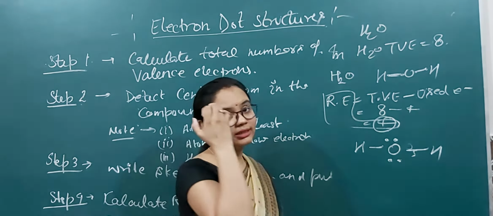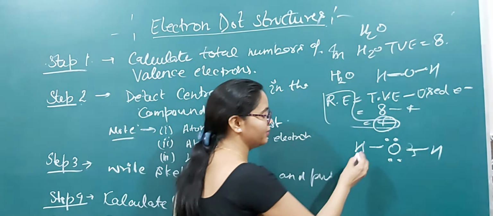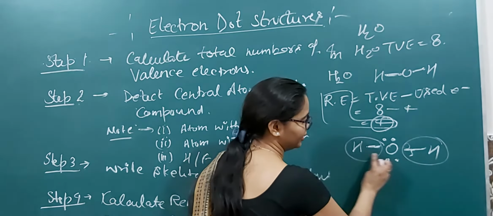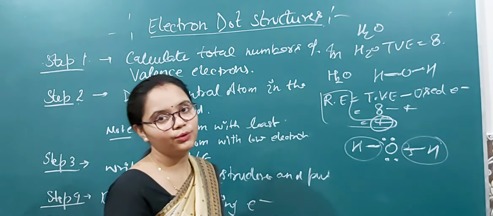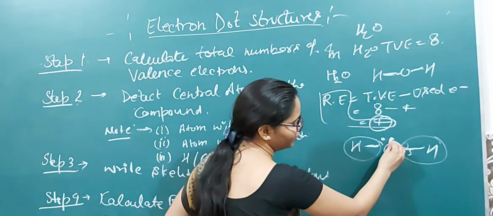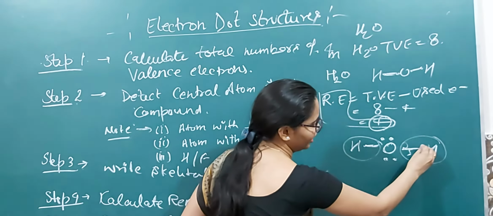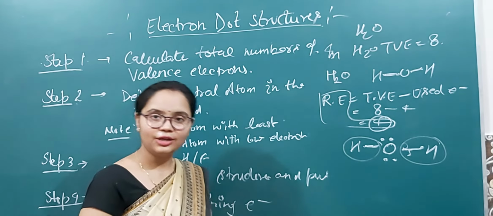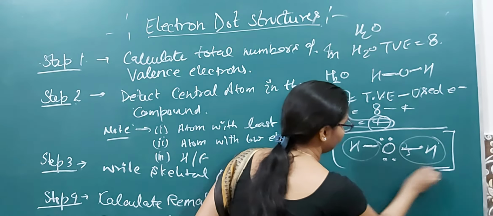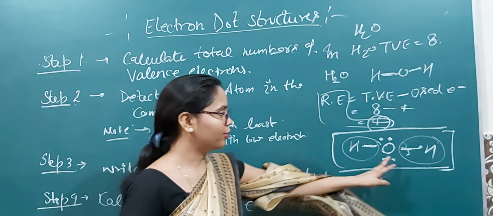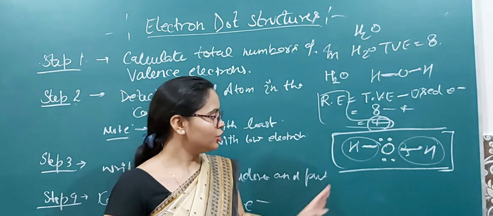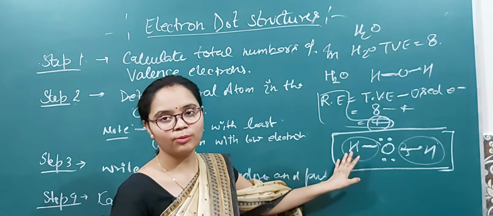Now if we check the octet of these atoms, for hydrogen the duplet is already completed, as hydrogen can accommodate only 2 electrons. Now let's talk about oxygen. Oxygen has 1, 2, 3, 4, 5, 6, 7, 8, so the octet of oxygen is also completed. In this way we can see that in the water molecule all the hydrogen atoms and oxygen have completed their valence shell. So this is the electron dot structure of the water molecule.